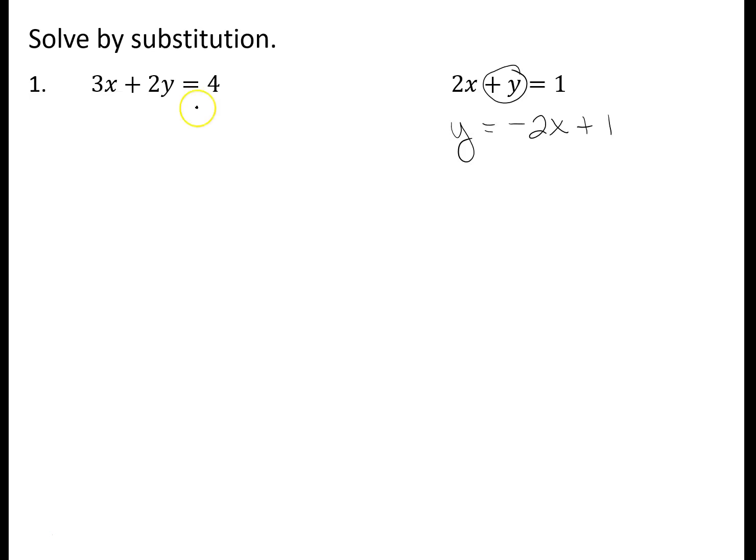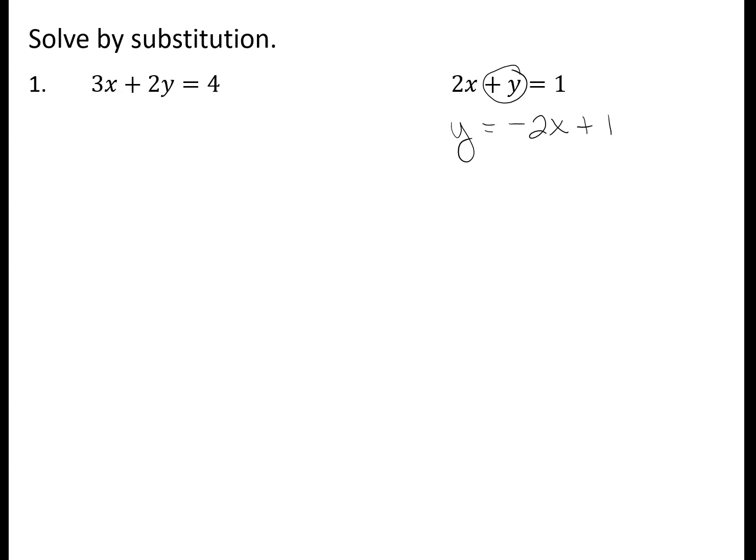If I had chosen any other variable, I would have had to do 2 steps and I would have to divide. Let's say I were solving for this x. I'd end up having to divide by 3, which is going to cause some fractions, and then it'll make it much more difficult than it needs to be.